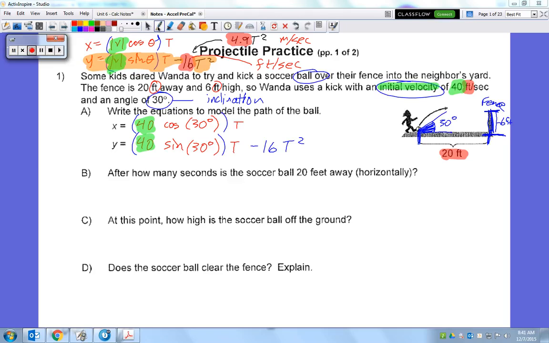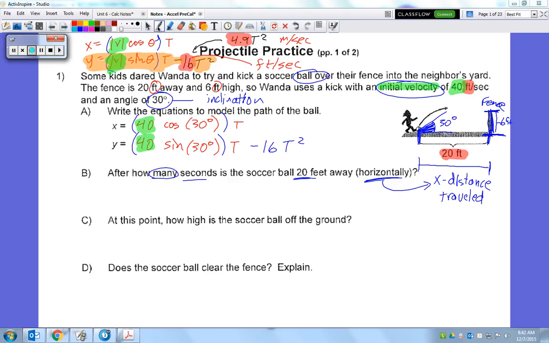Okay, so we just wrote the two parametric equations, and now we're going to go to B, where it says, after how many seconds is the soccer ball 20 feet away horizontally? So if we want to see after how many seconds the soccer ball is 20 feet away, we're trying to see how long it takes for it to complete this x distance traveled horizontally.